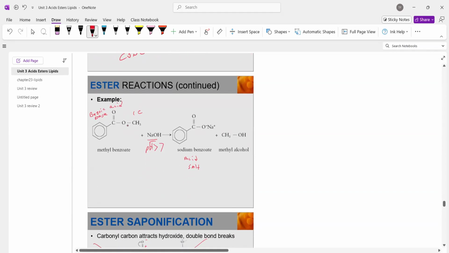So here we have methyl benzoate. We're going to end up forming methyl alcohol, or methanol. And the original acid was benzoic acid, but we have to name it as sodium benzoate. We have to use the acid salt naming convention.